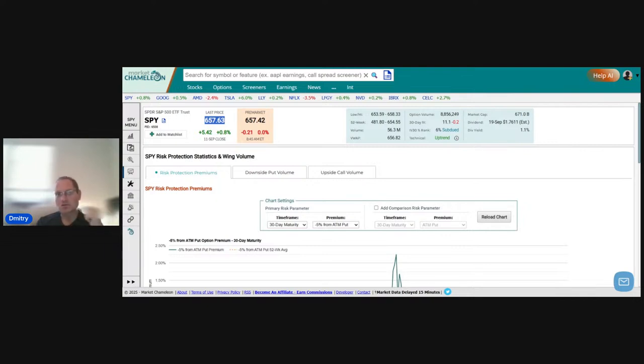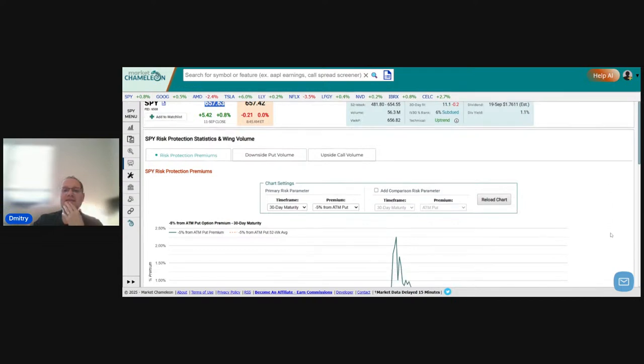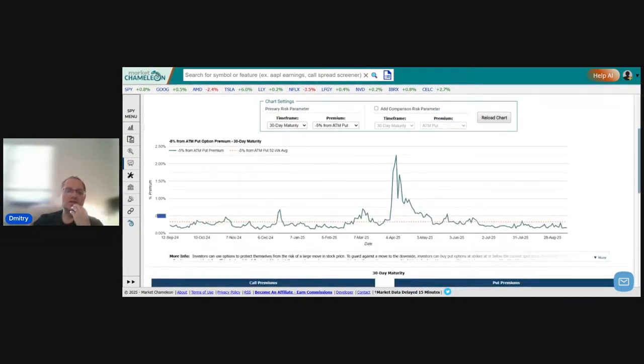But if you're paying $1 for an out of the money put on a $100 stock, well, you're only paying 1% of the stock price. So it's a big difference, right? If you're paying $1 to protect yourself in a $10 stock versus $1 in a $100 stock. So we have to take that premium and convert it to a percentage value, a percentage of the stock price.